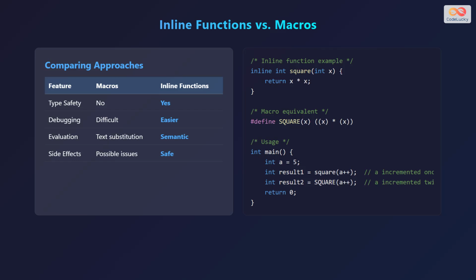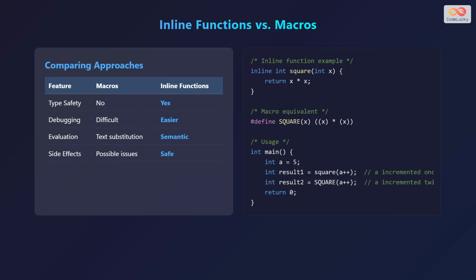Let's compare inline functions with macros. Type safety is not available in macros, but is available in inline functions. Debugging is difficult in macros, but it is easier in inline functions. Macros use text substitution for evaluation, while inline functions use semantic evaluation. Macros can cause side effects, while inline functions are safe.